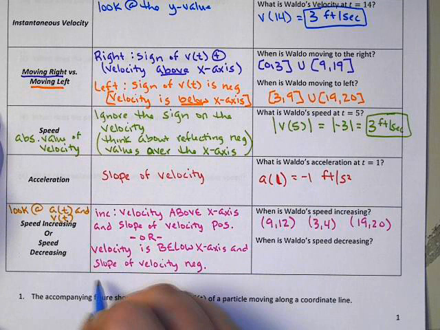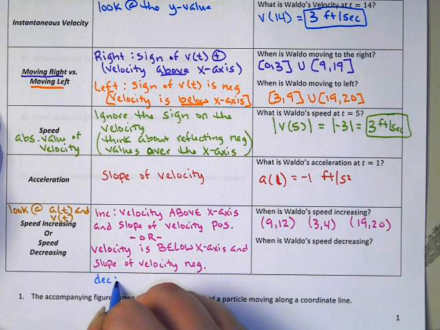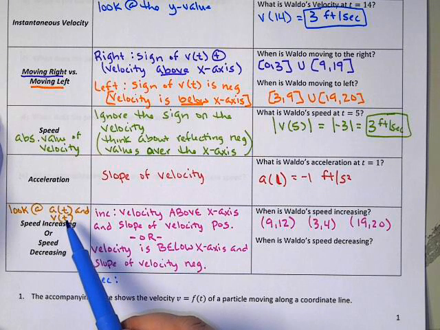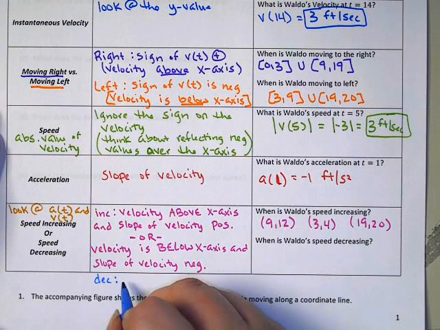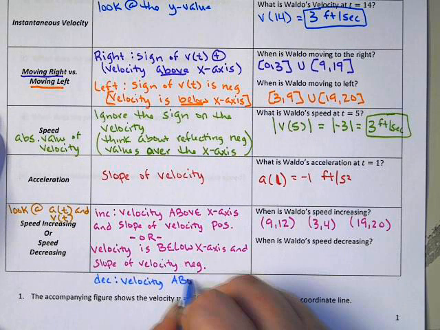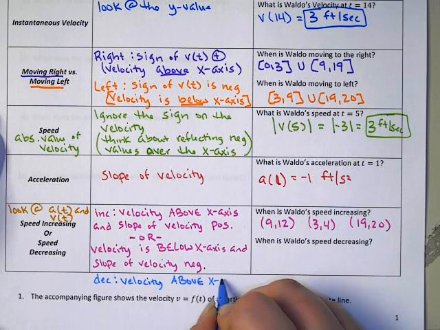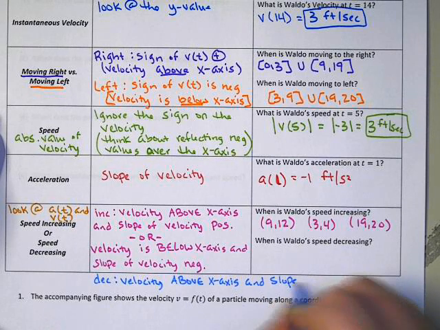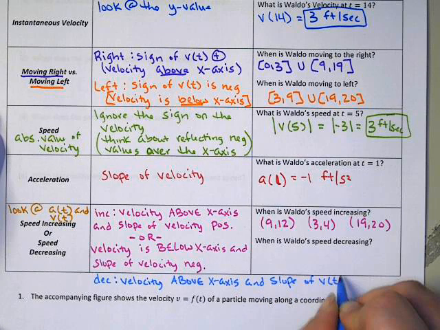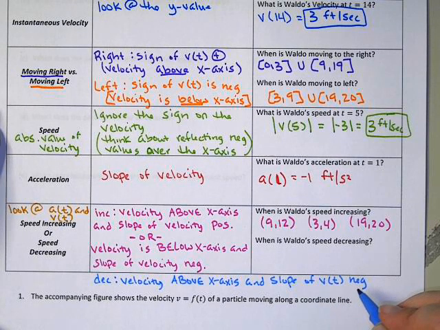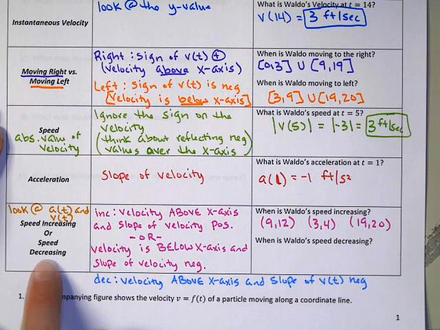So we're just going to talk about when we know that speed is decreasing right here. So for speed to be decreasing, we need the acceleration and the velocity to be opposite signs. So if the velocity is above the x-axis, in other words, the velocity is positive, and the slope of the velocity is negative, in other words, the acceleration is negative, then we know the speed is decreasing.